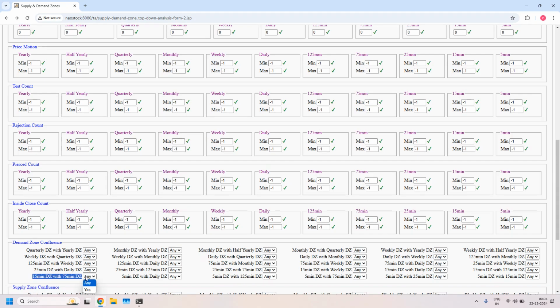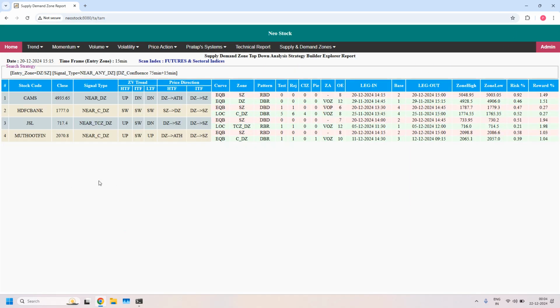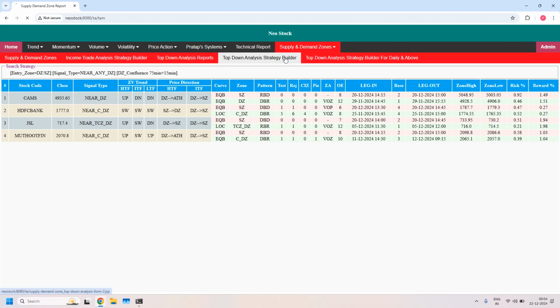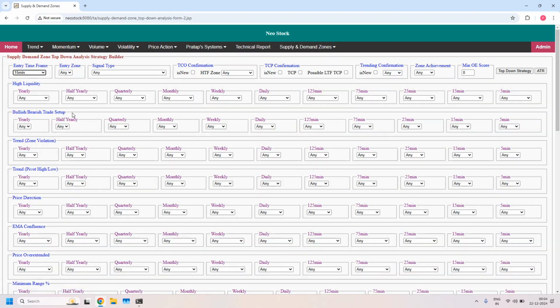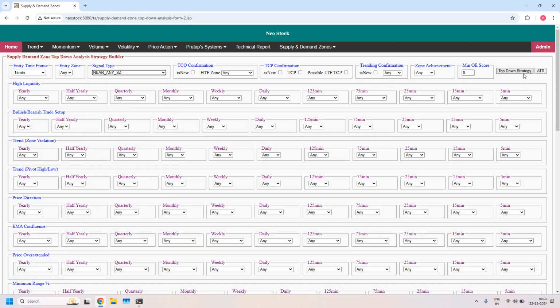I am enabling the filter. With this filter, out of the 5 stocks, we got 4. But fourth one is invalid because it is a pierced zone. Okay, next 15 minutes time frame. Stocks near 15 minutes supply zone.